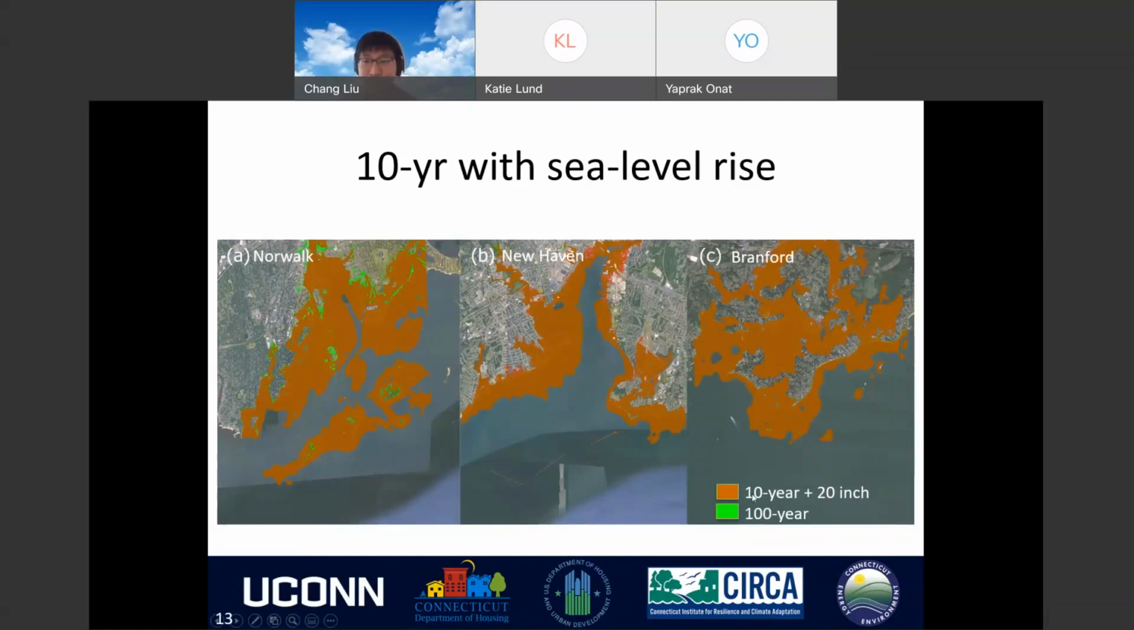So we compare a scenario where there's a 10-year extreme storm with the 20-inch sea level rise with the 100-year storm events. So as you can see, there is very little difference in the flood extent between these two, indicating that what we consider a 100-year storm today would be very similar to a 10-year storm by 2050 because of the sea level rise. That is also to say that the sea level rise will increase the frequency of extreme storm flooding, because the total water level with sea level rise of a 10-year storm will be comparable to what we now consider as a 100-year storm.